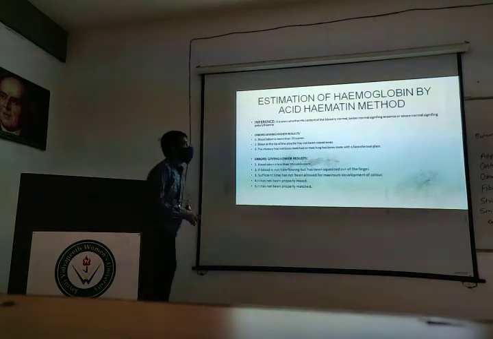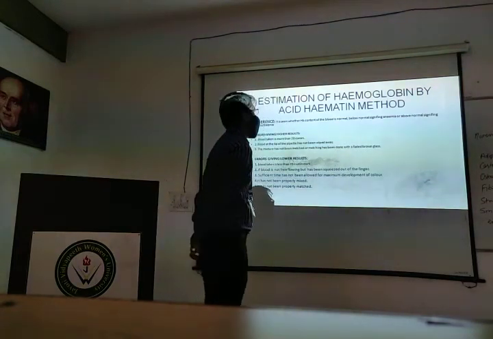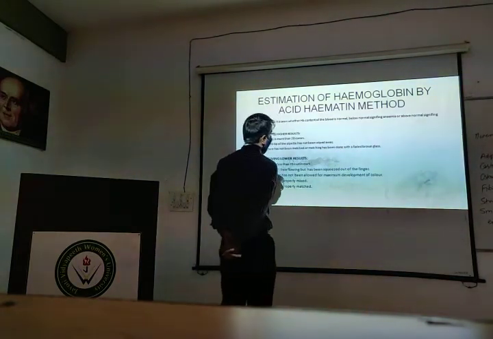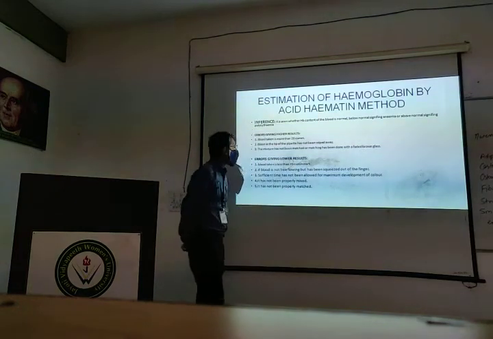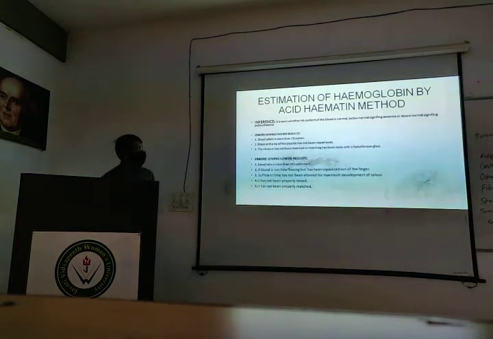Inference: it is seen whether the hemoglobin content of the blood is normal. Below normal signifies anemia can be present, and above normal signifies polycythemia can be present.